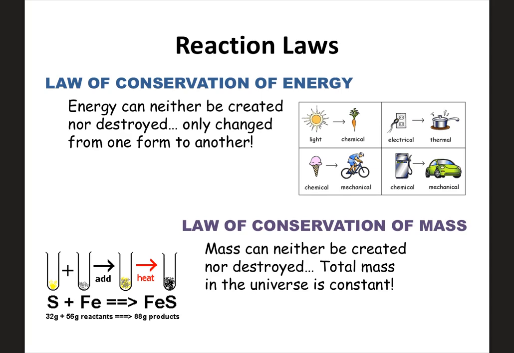The law of conservation of mass is basically the same thing, but with mass. Mass can neither be created nor destroyed. So the total mass in the universe is constant here. The easiest example I can give you with this is if you took 3 grams of a substance, reacted it with 4 grams of a substance, how much product should you get? Well, you should get 7 grams. That would be the law of conservation of mass. Your total amount of reactants should add up to your total amount of products. So definitely know these laws and know some examples.